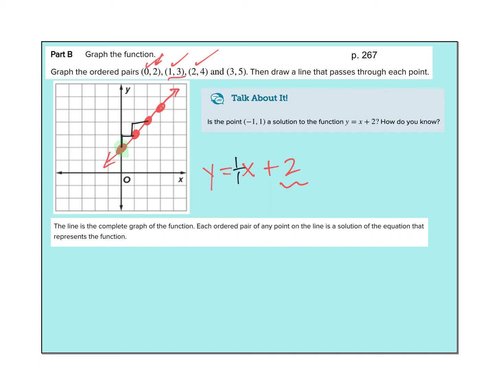Now, here's a question for us. Is the point negative 1, comma 1 a solution to this function?